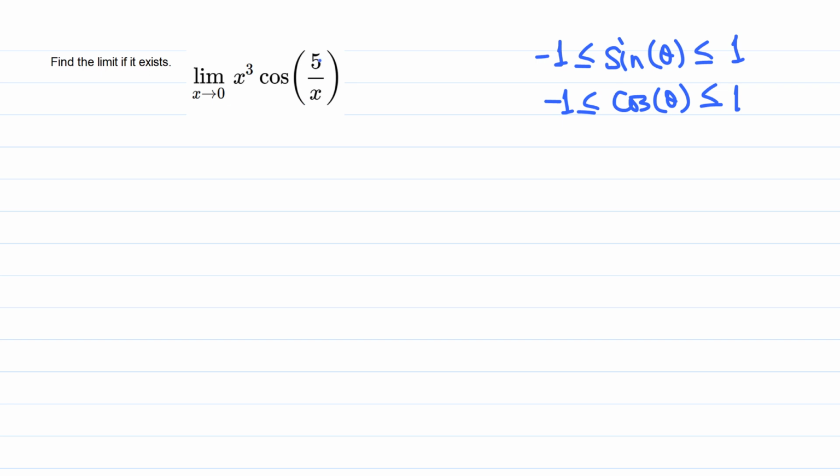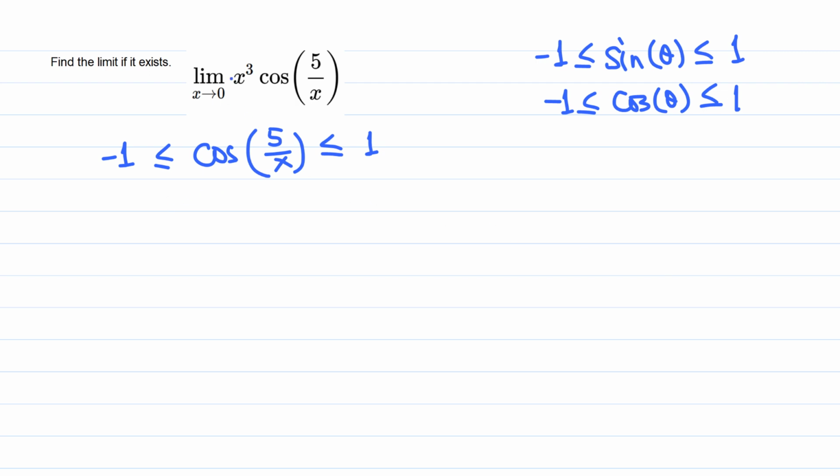Let's look at this and try to squeeze. We can squeeze this cosine between -1 and 1, and then we will have fixed values. So we're going to use the squeeze theorem. So cosine of 5 over x is at most 1, at least -1.